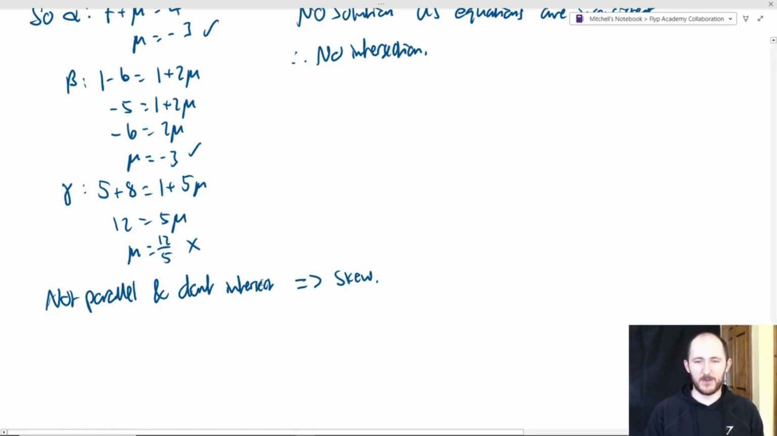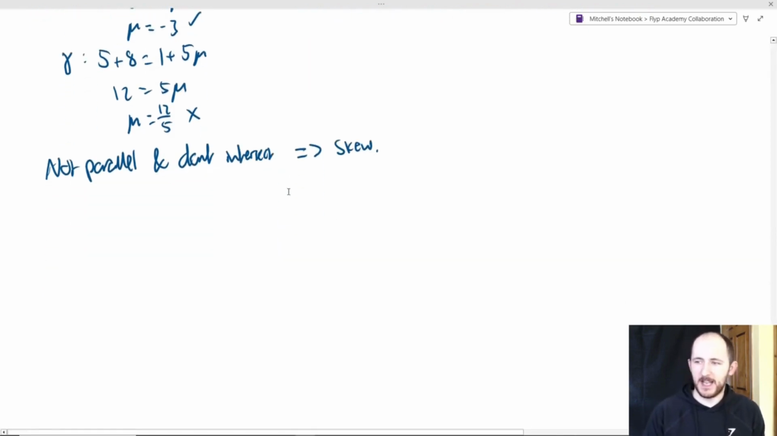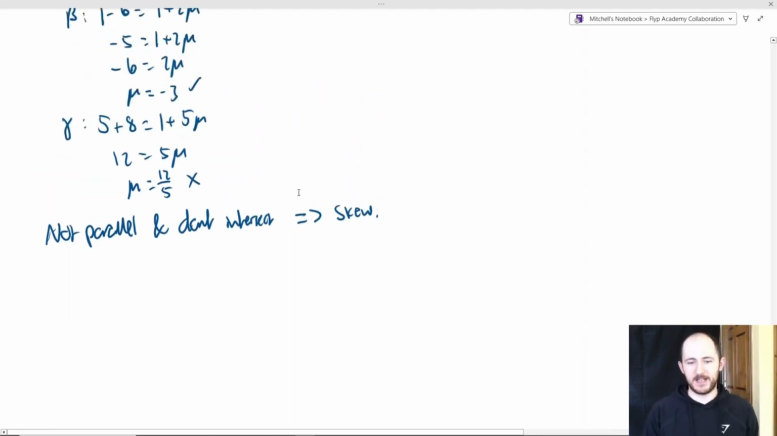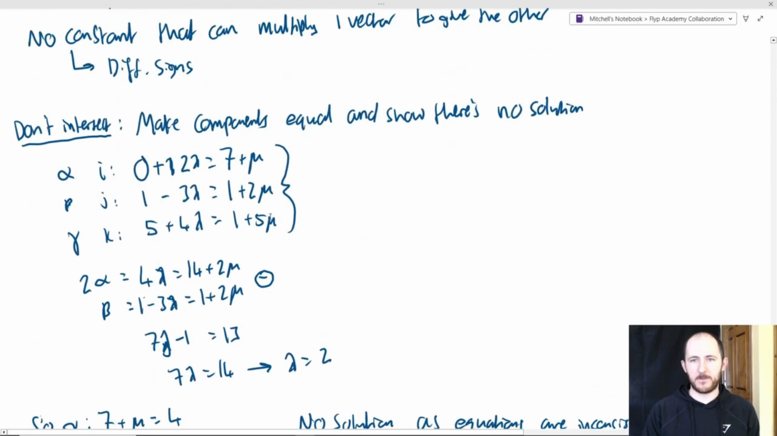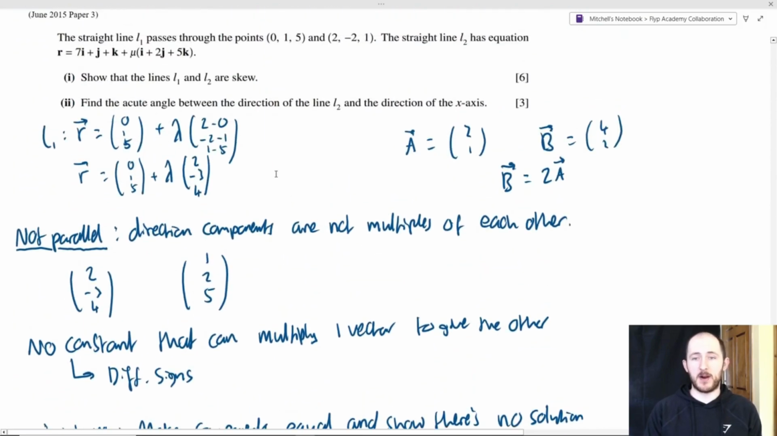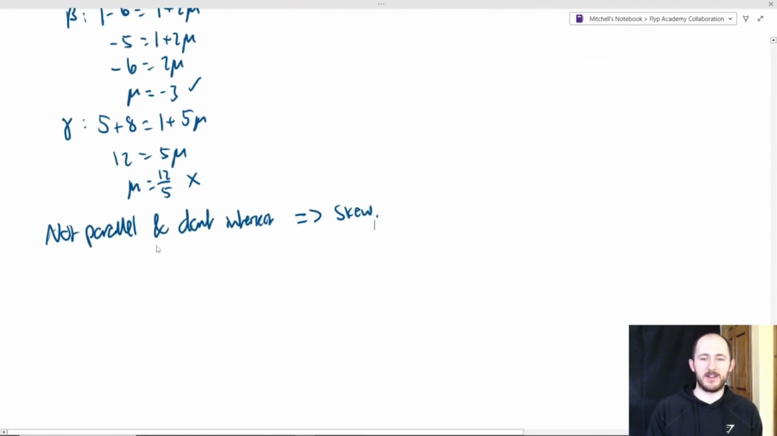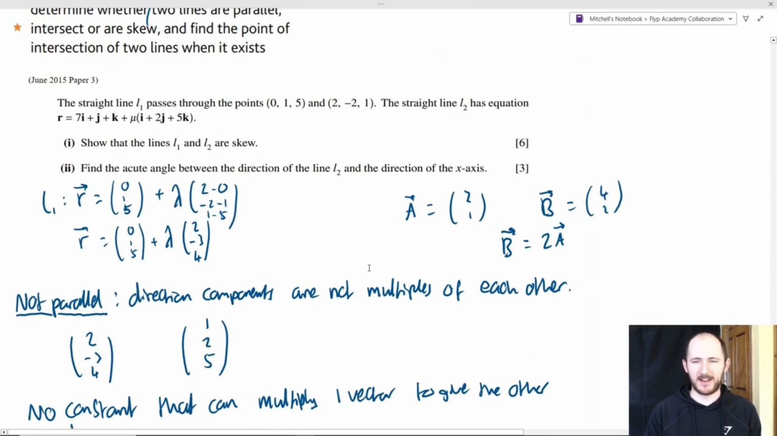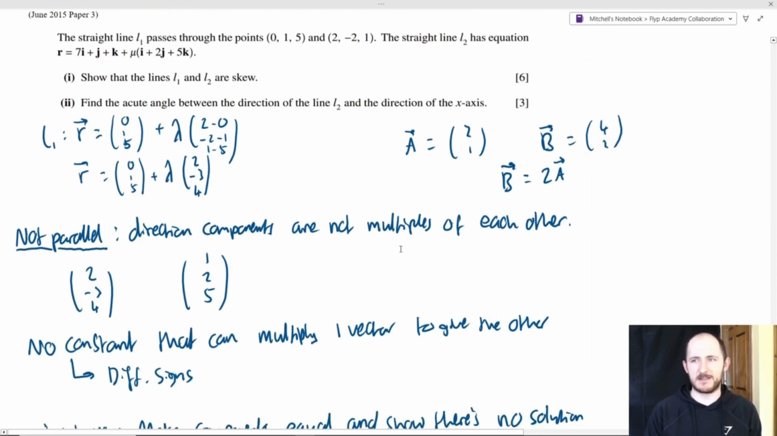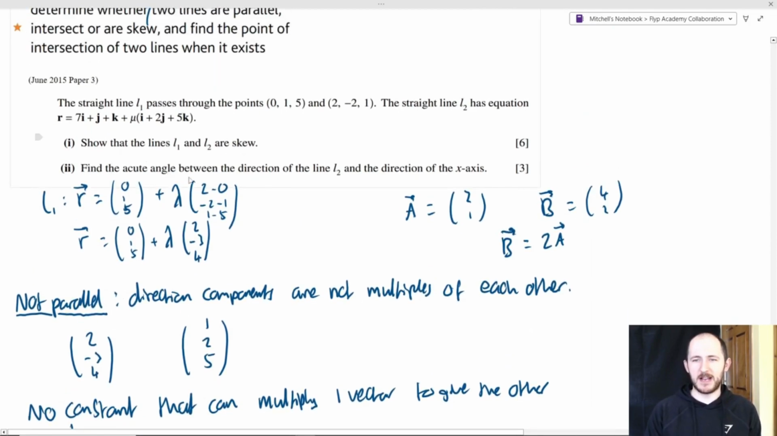Now that was fun, right? And we're finished with that part. Part 2, find the acute angle. So we've got another thing to do. Look at that 6 marker, man. Oh, perfect. I like it when you have to write sentences in a 6 marker, right? So find the acute angle between the direction of the line L2 and the direction of the x-axis.